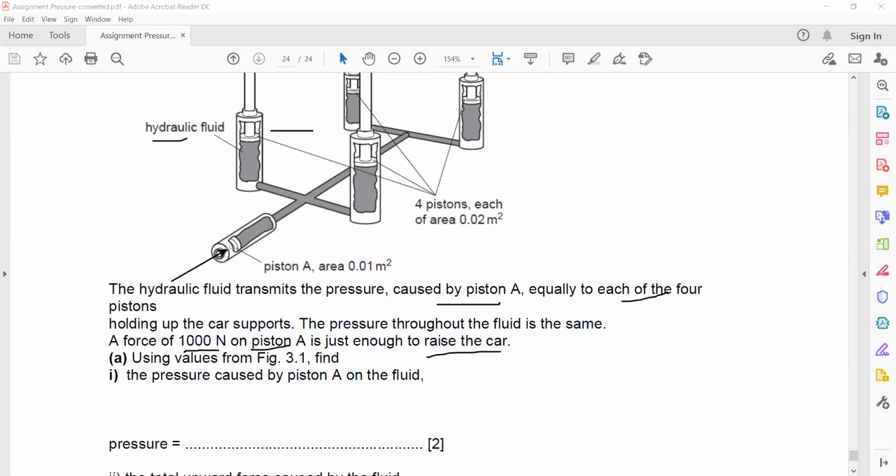A force of 1000 Newton and area is 0.01 meter square. So what is the pressure applied on A? Pressure is force divided by area. So 1000 divided by 0.01. The answer will be 100,000 Pascal.